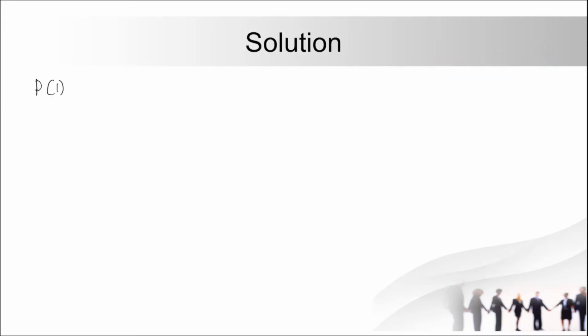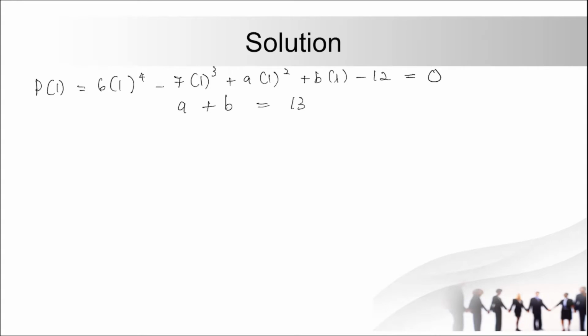The first equation is when you substitute 1 into p. So 6 times 1 power 4 minus 7 times 1 power 3 plus a times 1 squared plus b times 1 minus 12. And we know that this is equal to 0. Then simplify, you will get the equation a plus b equals 13. So this is the first equation.